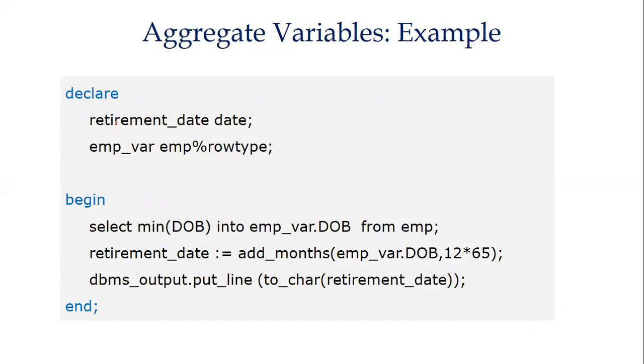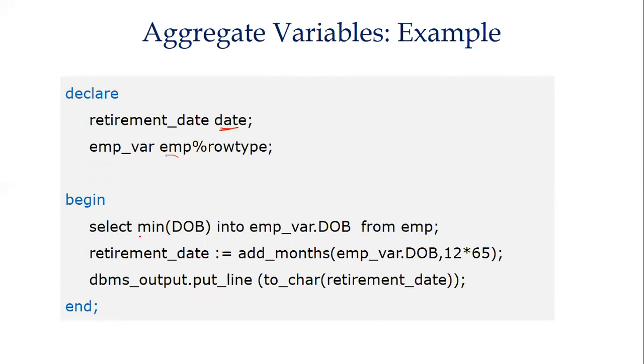Like here we have declared two variables, retirement_date, which is of date type. Now here we have declared the employee variable. It is a row type variable, which means it can fetch one row from the employee table. So you can fetch one row from the employee table and then display it. Again, you can fetch one row and display it. You can assign these values to this variable directly using INTO or the assignment operator.